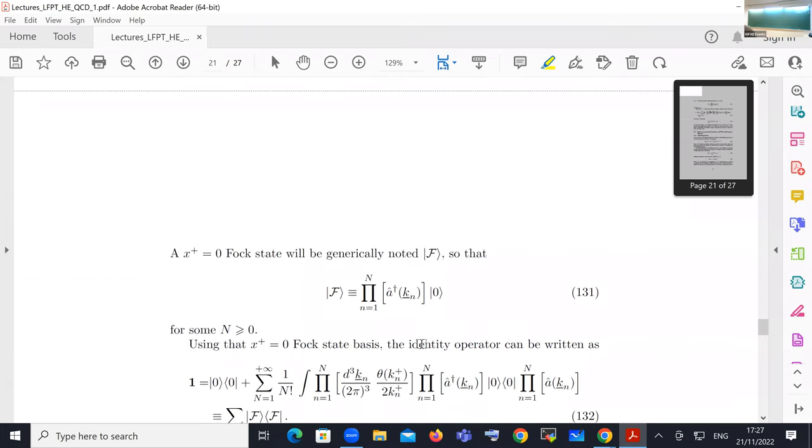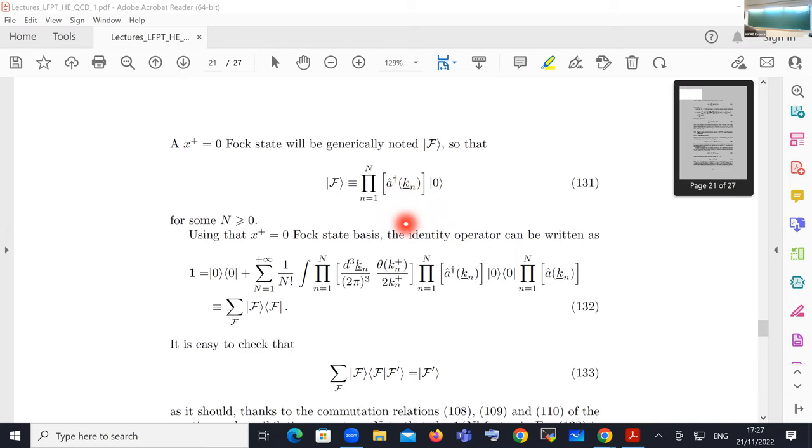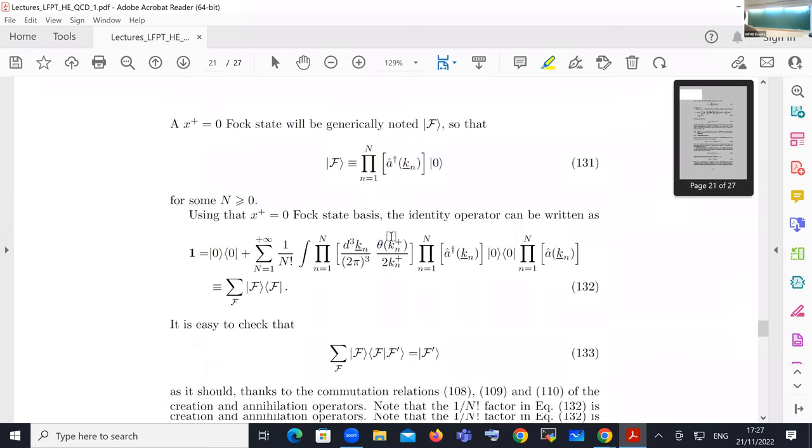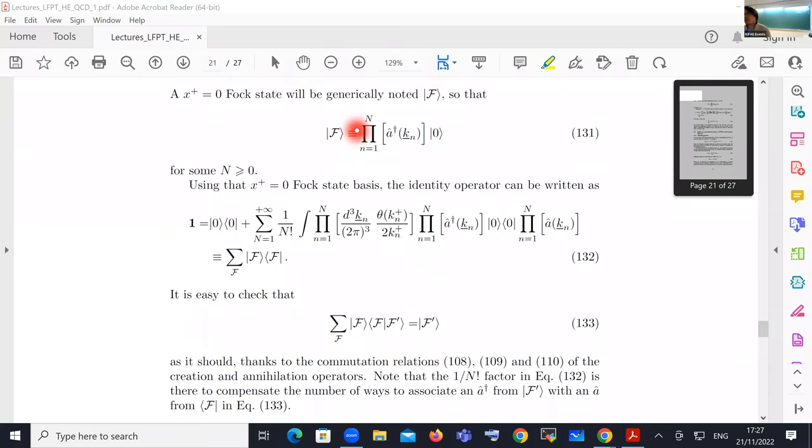Okay, generic Fock states. I can just write a bunch of creation operators a dagger acting on the vacuum, with x plus equals zero implicit here. That would be the n-particle Fock state. And now that we have this Fock state, thanks to the commutation relation of A and A dagger, this would form a basis.